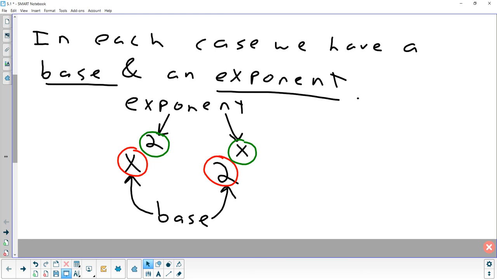Which one of those functions do you think would grow faster? 2 to the x. Yeah, 2 to the x. Exponential functions are one of the fastest growing functions that we have. And if you're not sure why that happens, just pick a value for x and try it. Plug in 10. On the left, you get 10 squared, which is 100. On the right, you get 2 to the 10th power. That's much bigger than 100. So exponentials will grow much, much faster.